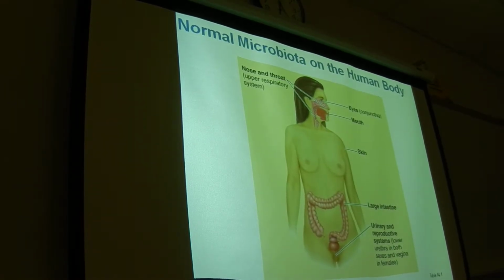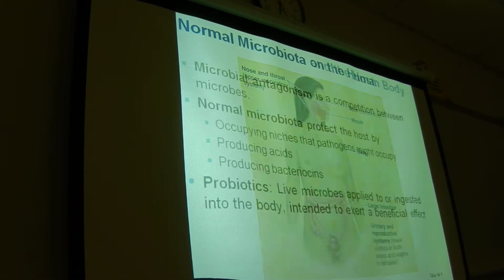So here are the more common places where you find normal microbiota in the human body. In the mucous membranes: throat, eyes, nose, mouth. On the skin, we all have different strains of staph-type bacteria. The intestine is where you have most of your normal microbiota, and then in the urinary and reproductive systems. In specific places, there are areas in the reproductive systems that are completely sterile, and if you do get an infection in those areas, it's a big deal.